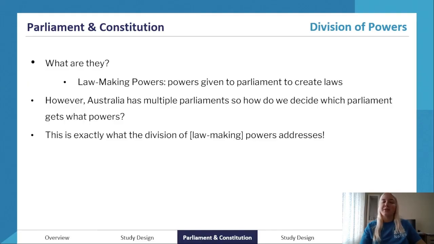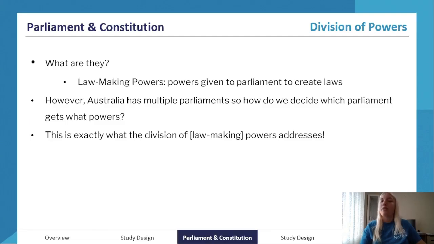Okay, so our next concept is the division of powers, and I feel like this concept helps to explain all of the roles of the lower and upper house and the Crown as well. Now, first of all, being able to define it. So, lawmaking powers are the powers given to Parliament to create certain types of laws. So, we have the division of powers enshrined in the Constitution so that we are able to decide which Parliament gets what powers.